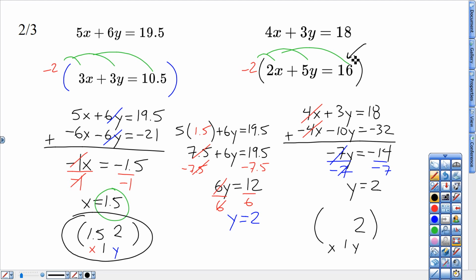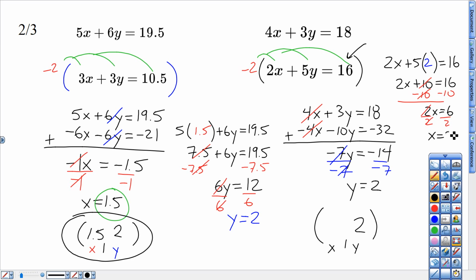So here we go. That 2x that I'm solving for x, got my 5. Right here is where I put that y number. Everything else stays the same. Gives me 2x plus 10 equals 16. And then a simple two-step equation. Get rid of that 10 and then divide by 2. That gives me 2x equals 6. Divide by 2 gives me the x value. The x value is 3 for this one. 3 for x, 2 for y.